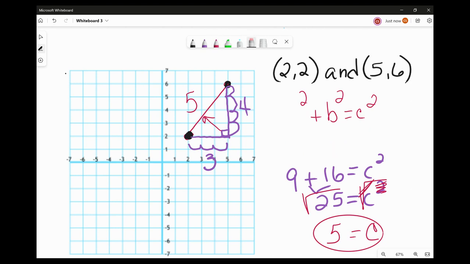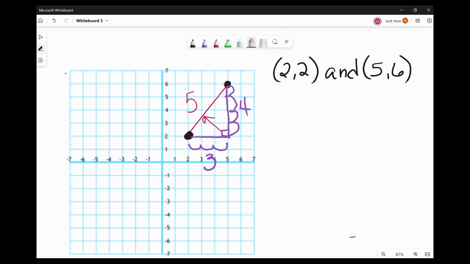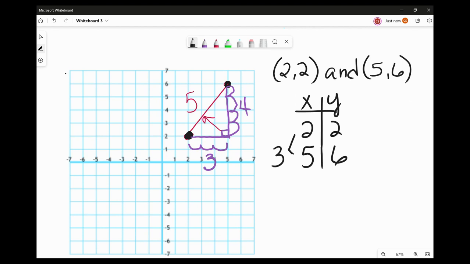Now I'm going to show you another way to find the sides. I can put my points right in an XY table. So I have 2, 2 and 5, 6, and I can just see how these are changing. From 2 to 5, it changed by 3. And from 2 to 6, it changes by 4. That would be my A side length, and this would be my B side length.